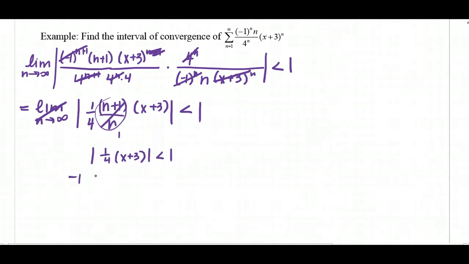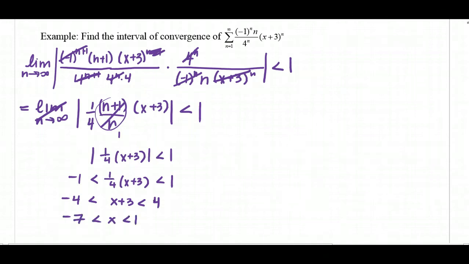So I have negative 1 is less than 1/4 times (x + 3) is less than 1. First we multiply everything by 4 to get rid of that 1/4. So negative 4 is less than x + 3 is less than 4. Then we subtract 3 from everything. So negative 4 minus 3 is negative 7 is less than x is less than 1. So my interval is going to be negative 7 to 1, and we need to decide closed brackets or open parentheses. So we take the negative 7 and we plug it back into this original x.